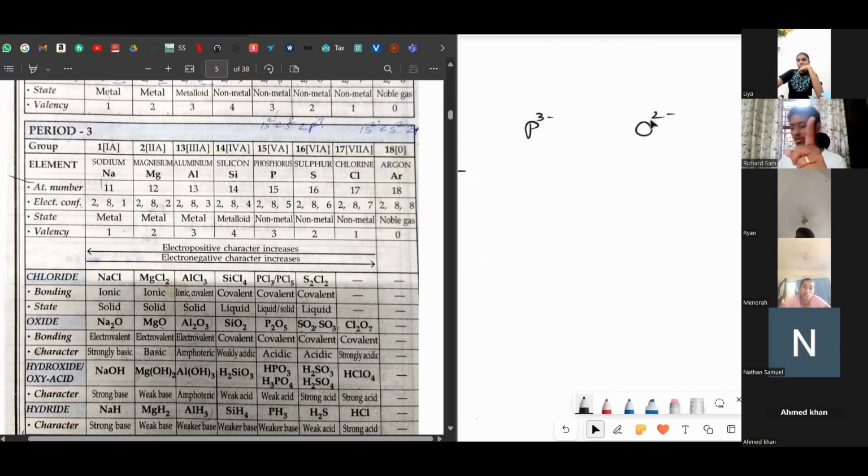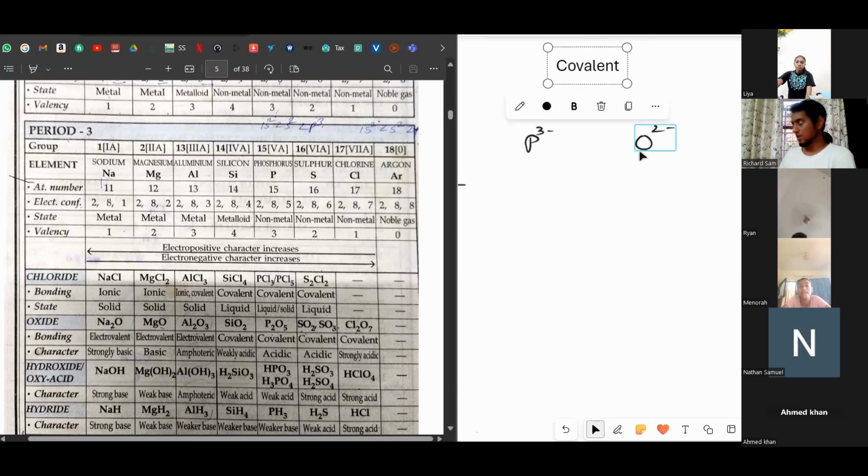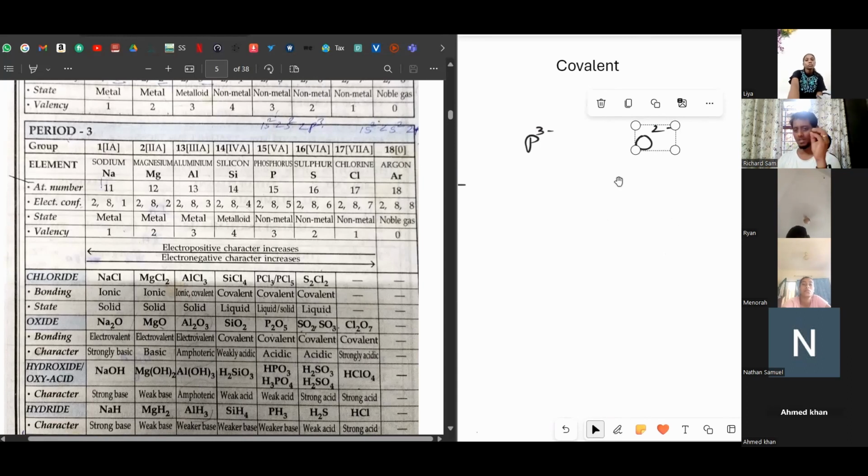Coming to the non-metal joining with non-metal, what do we call these compounds? Covalent compounds. In covalent compounds, you see a non-metal joining with another non-metal. Because both are negatively charged, they don't have a very strong attraction between them. Negative and negative don't attract, right? They actually repel. But one has more negativity than the other, so there is a slight attraction. And so these covalent bonds are not very strong.